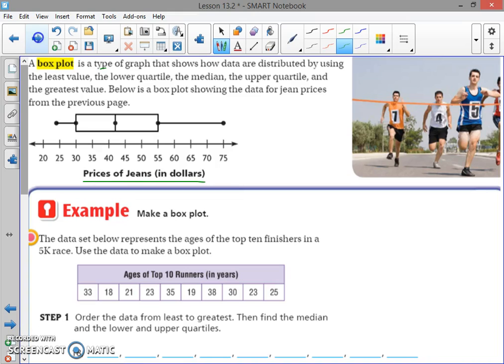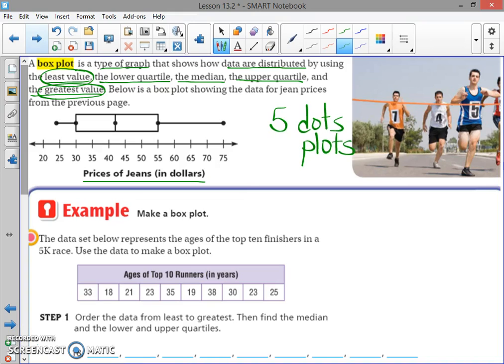So a box plot is a type of graph that shows how data are distributed by using the least value, that's the lowest number, the lower quartile, which we found the median of the lower group, the median of the whole set, the upper quartile, which is the median of the upper part of the data, and the greatest value. So the only thing we're adding to what we did on the other page is the least value and the greatest value. We already know the other 3. So there are 5 things you have to graph on a box plot. There are 5 dots or plots that you have to plot on a box plot.